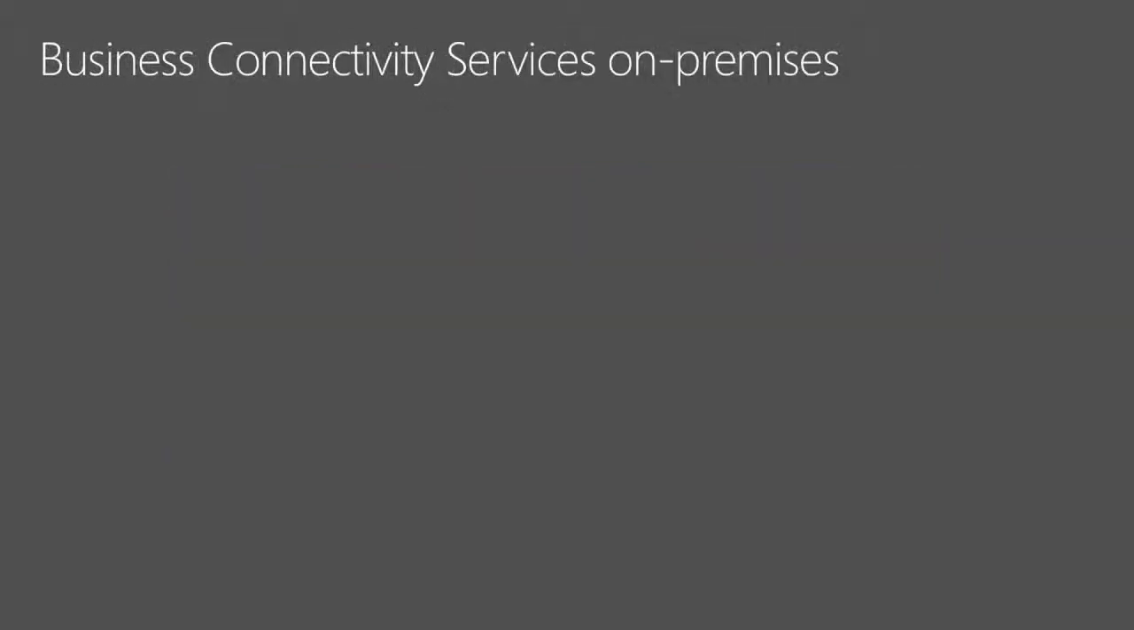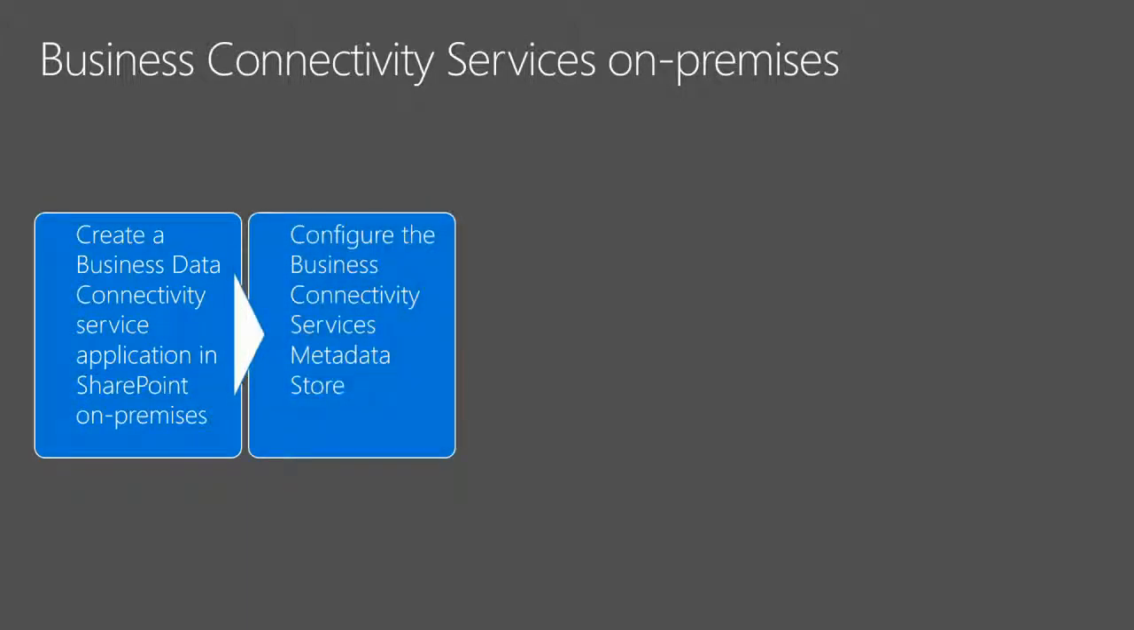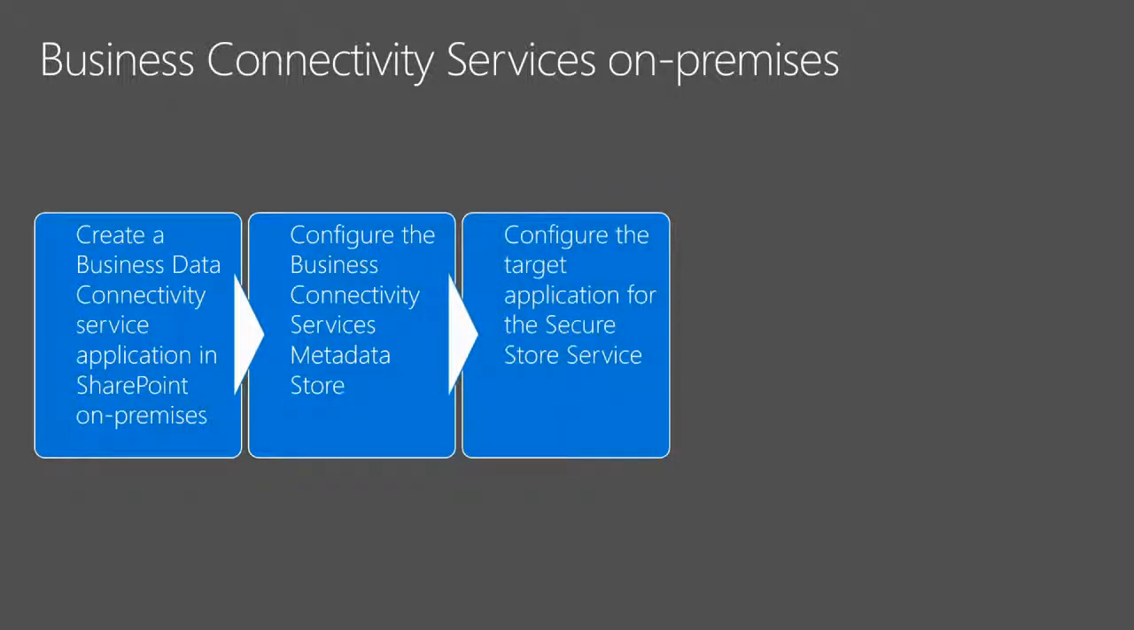So as we mentioned, making sure that BCS is configured on premises is a prerequisite for all of this. You'll need to create the BCS service application and instantiate the corresponding service within your SharePoint environment. You'll then need to make sure that you have appropriate permissions assigned and configured within the metadata store so that your users can perform the required operations. And then you'll need to think about security.